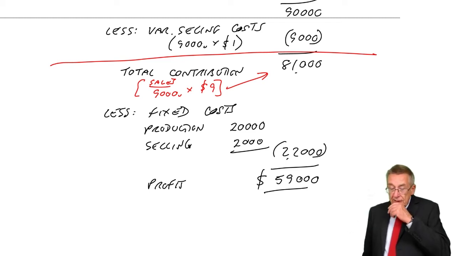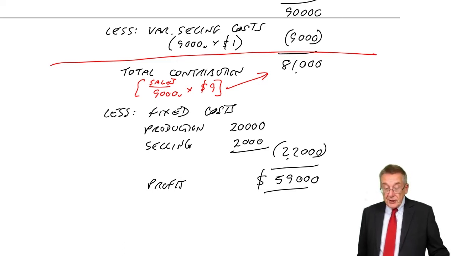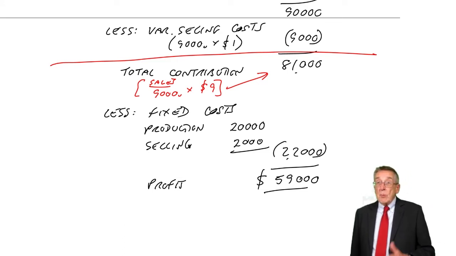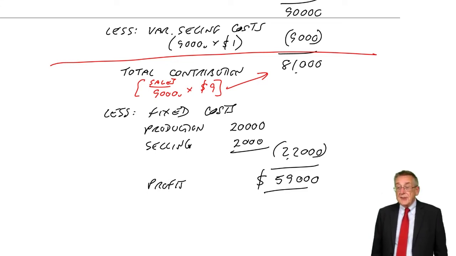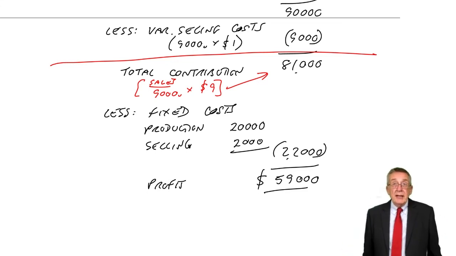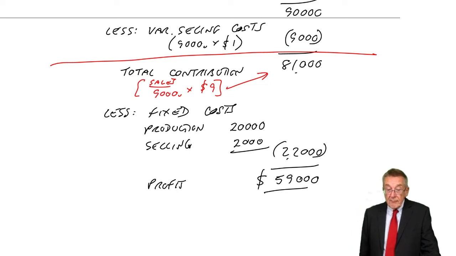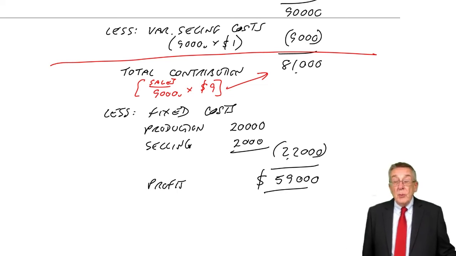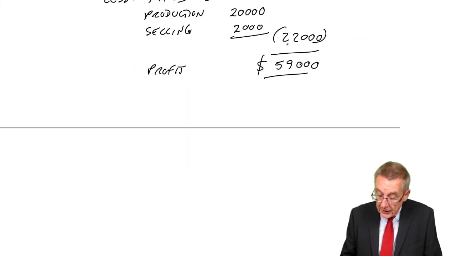However, one thing may have occurred to you. I've already said this is exactly the same question that we did in the last chapter when we looked at absorption costing. Exactly the same figures, and all right, different layout here, and I brought in the terminology. But if you do look back to the last chapter, you'll find that we got a different profit. This is the profit using marginal costing.